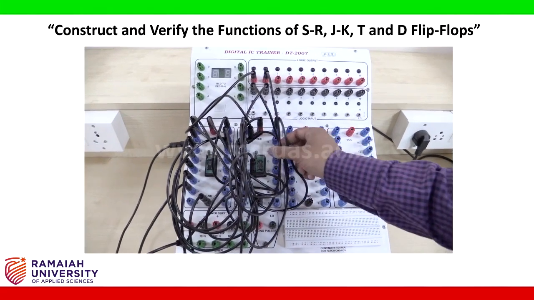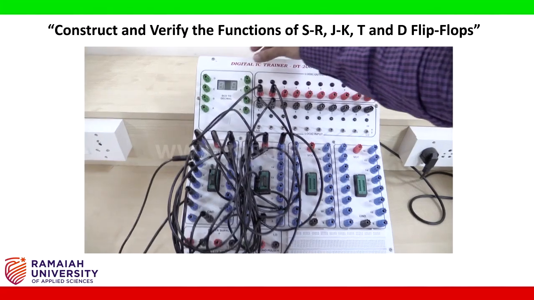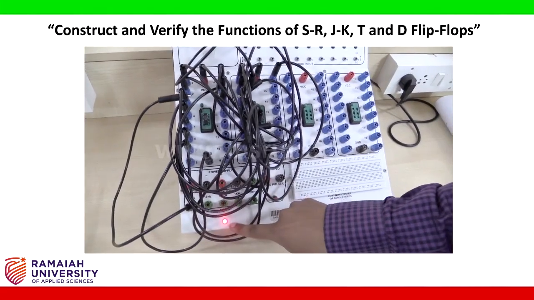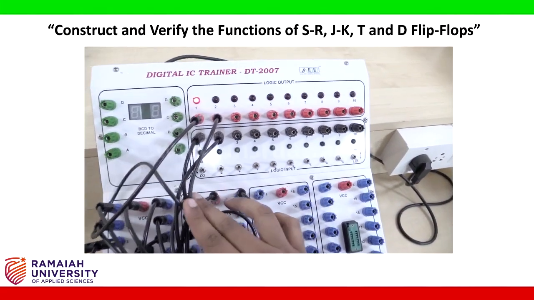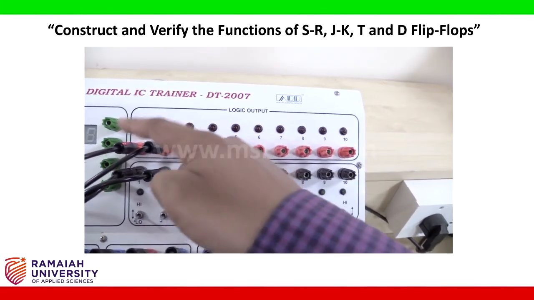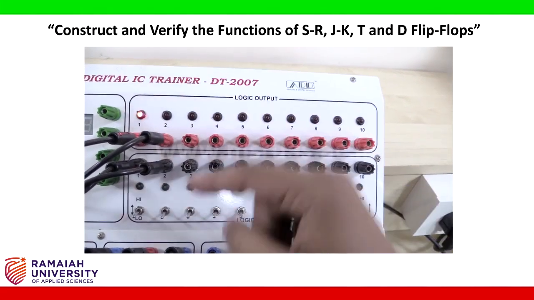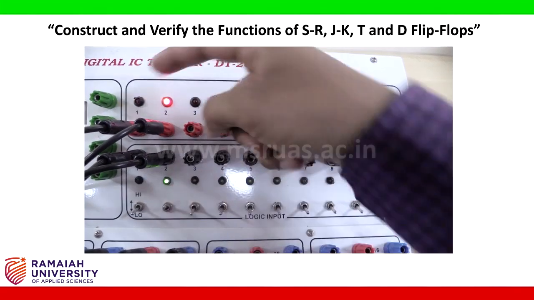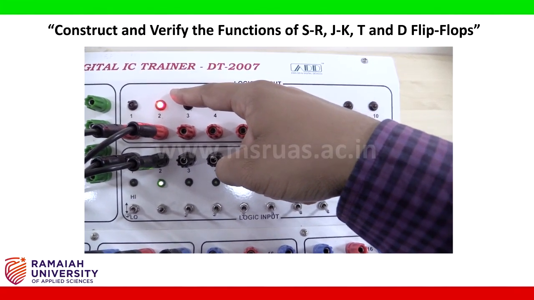Now we will verify the outputs according to the truth table. Before that, let us turn on the power supply to the IC kit. So now it is on. Now we will try to change the inputs as per the truth table. When the inputs are 0 0, the outputs will be in the no change state. That means it will store the previous data. So I will change the inputs from 0 0 to 0 1. At that time Q will be 0, Q bar will be high. That is called the reset state.